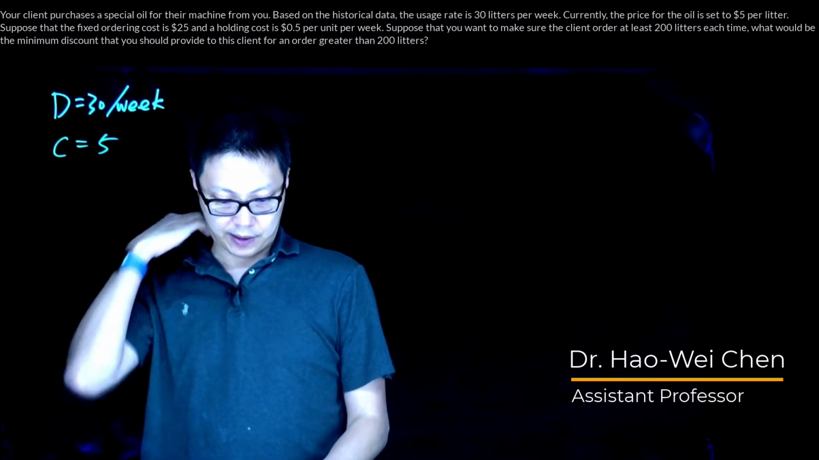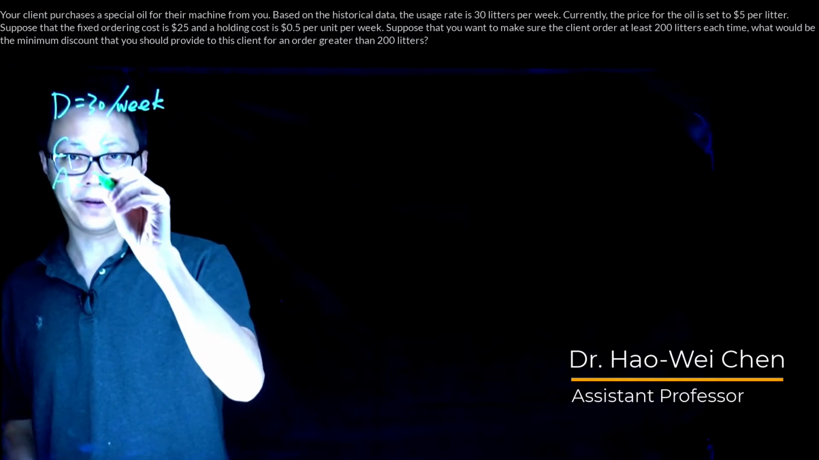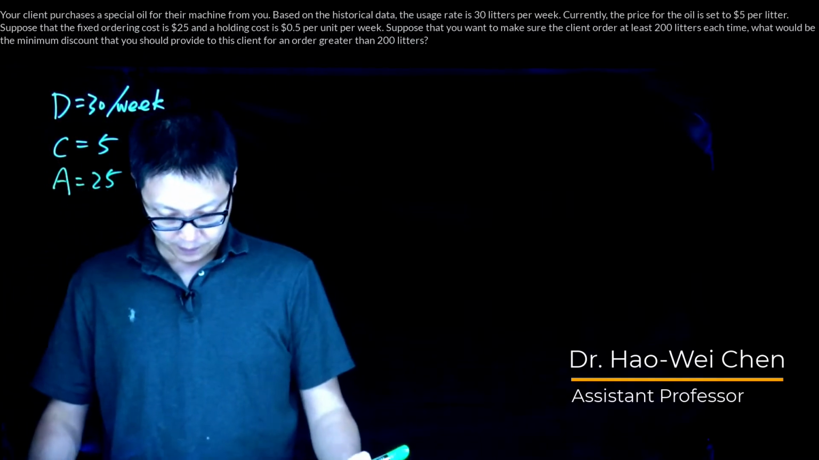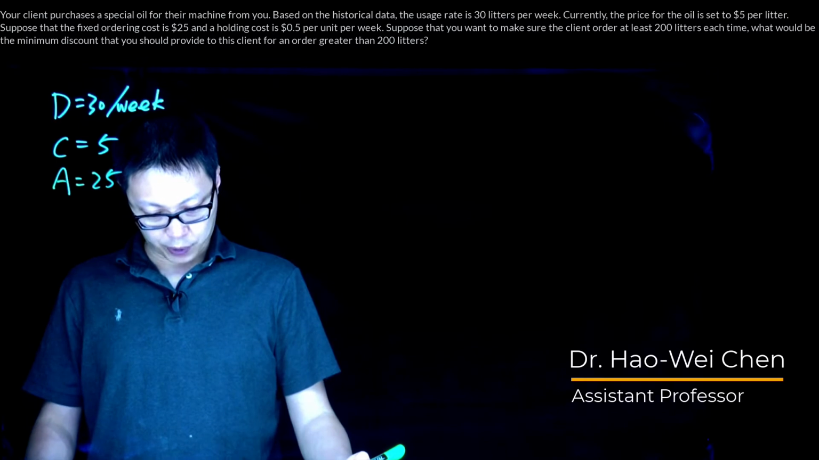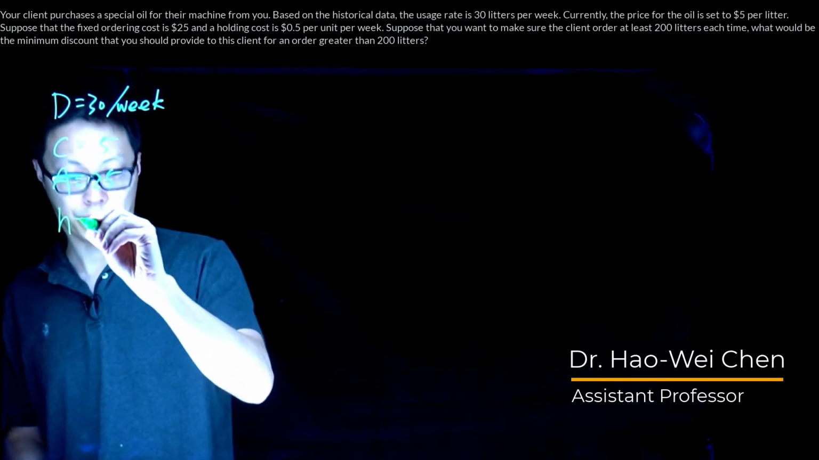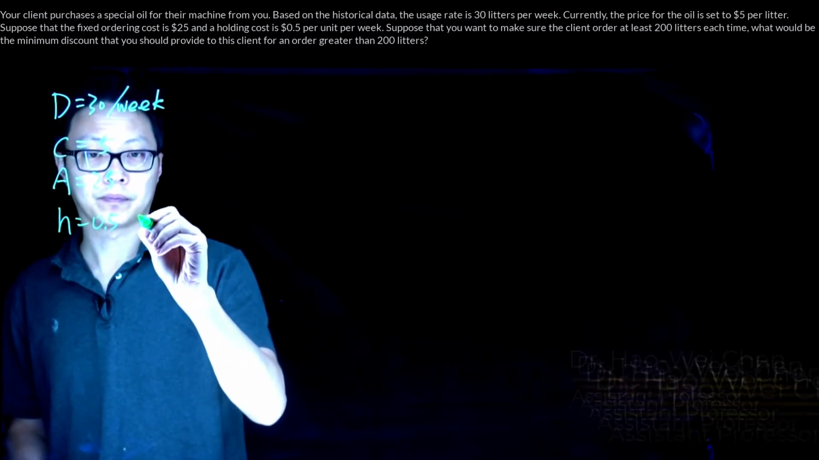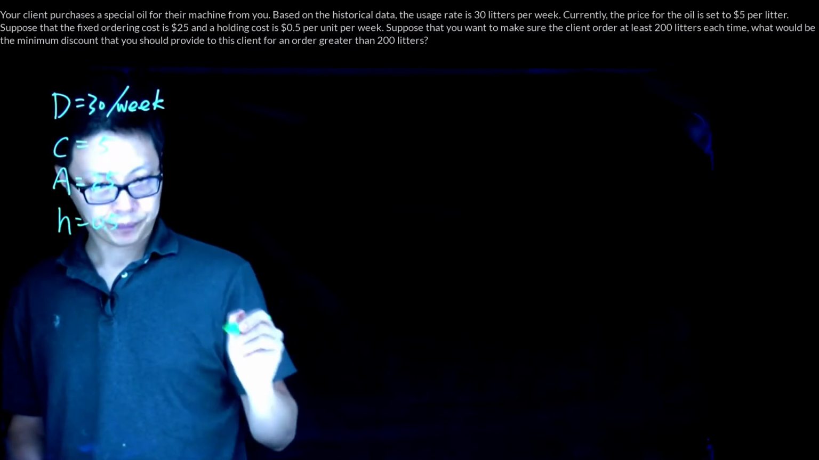And suppose that the fixed order cost is $25. A is 25. And the holding cost will be 0.5 per unit per week. H will be 0.5 per unit and week. Okay.